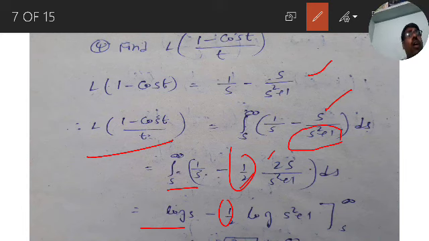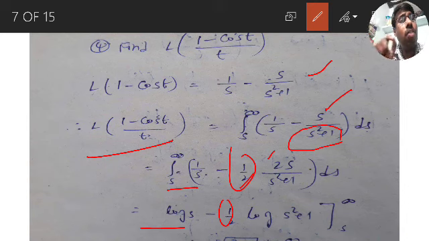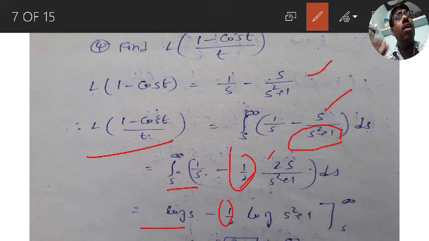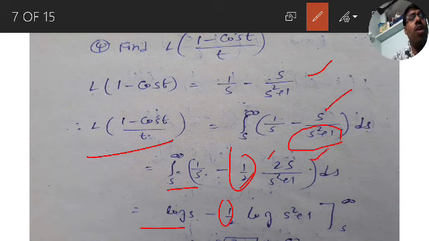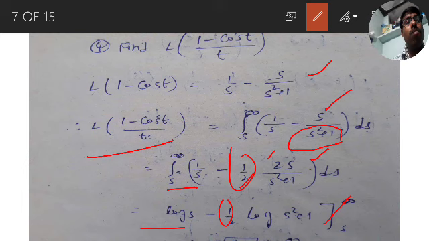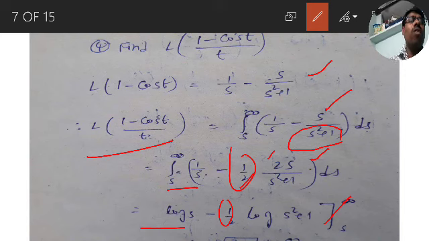What is the formula again? One more new integration formula we are using here. Integration of f dash x by f of x, numerator derivative and denominator function. When we have a function in the denominator and its derivative in the numerator, the integration of f dash x by f of x is log of f of x. So the same formula, it is log of s square plus 1. So log s minus 1 by 2 into log of s square plus 1, upper limit minus lower limit.